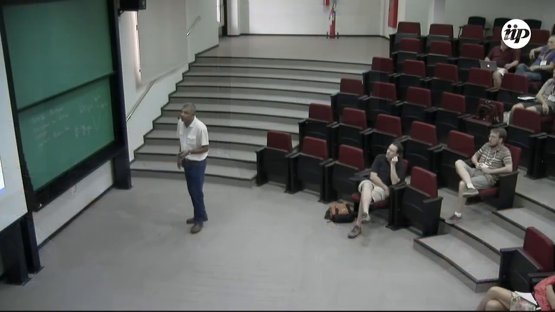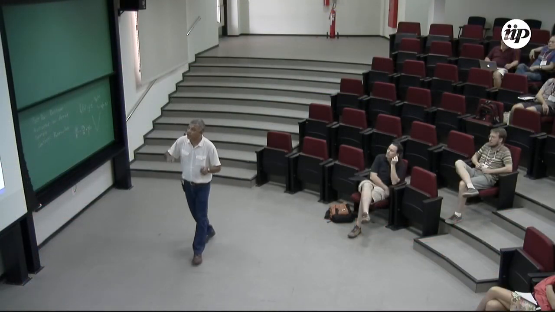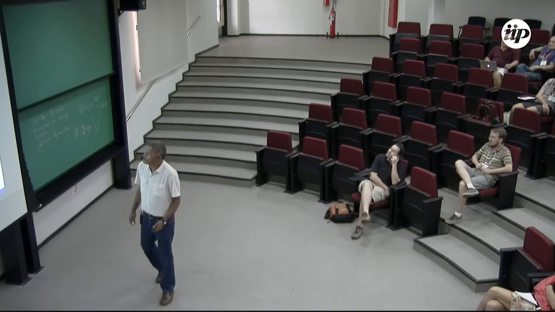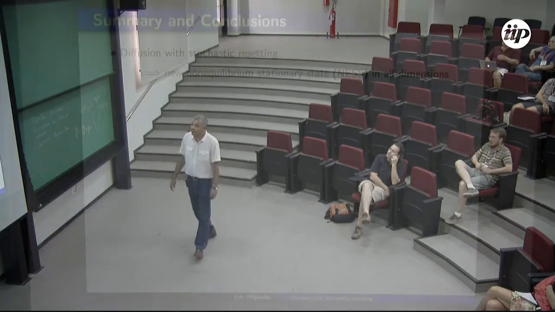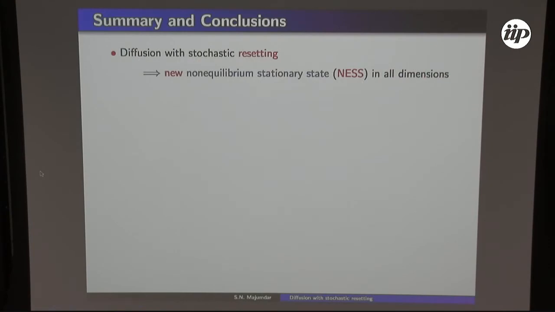Okay? So let me just summarize and conclude. Essentially, the main point is that diffusion with stochastic resetting reaches a new sort of non-equilibrium stationary state in all dimensions. And the point is that this is not just with diffusion. You can take any dynamics, whatever your favorite dynamics is. You have your model, evolving under stochastic or deterministic dynamics, and you just interrupt it at random times, exponentially distributed, let's say. And you keep on doing this.